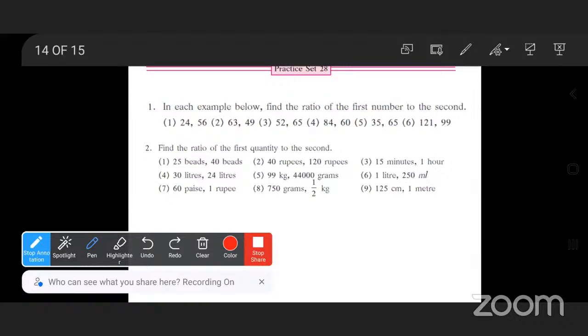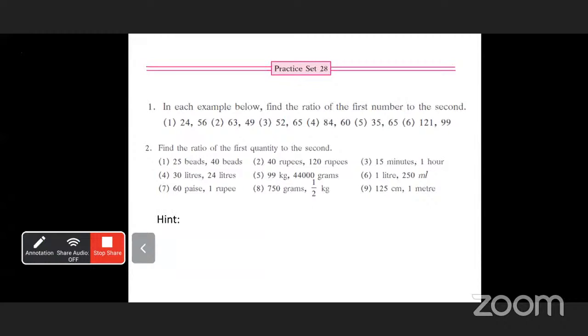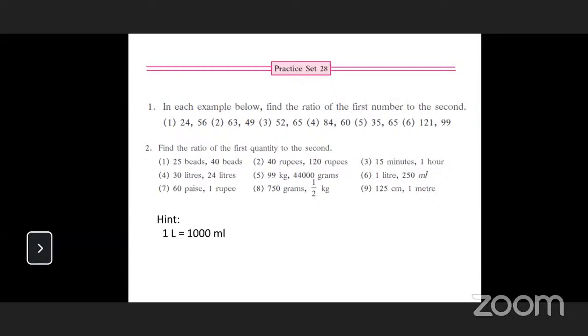So what is the hint that we can use? We'll have to use the same quantity. Okay. So 1 liter is equal to 1000 ml. This you are going to use for the conversion. So instead of 1 liter, you are going to write 1000 ml. Okay. Now we'll move towards the next question.